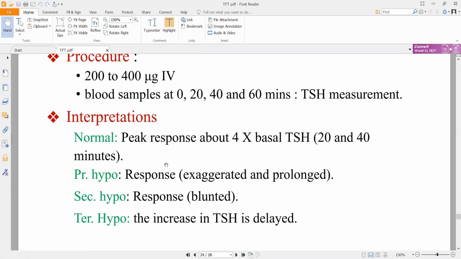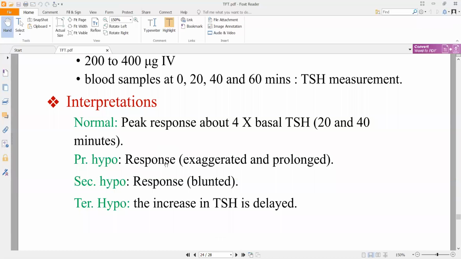In secondary hypothyroidism, the response is blunted, meaning you will get an irregular response, not a proper response. In the tertiary type, which we didn't discuss, it is also a subtype of hypothyroidism. In this, the increase in TSH will be delayed, so it will go beyond 60 minutes.